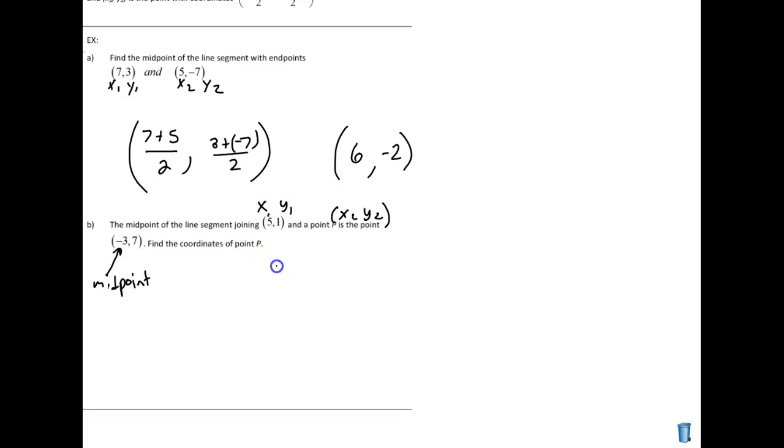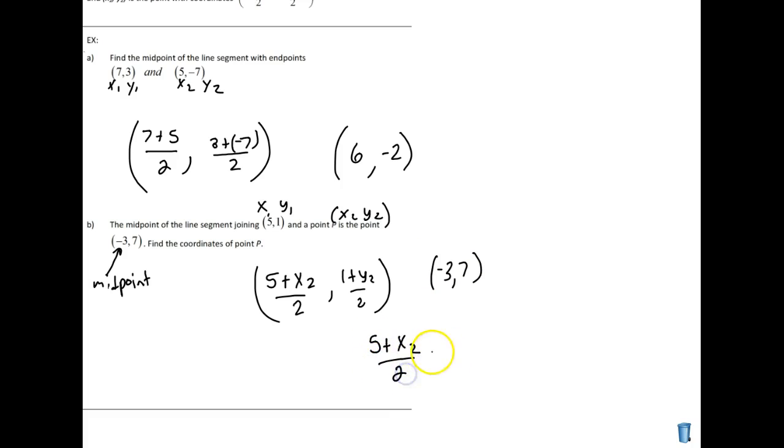So what I'm going to do is say my x1 plus my x2 divided by 2, and my y1 plus my y2 divided by 2. And this is my point, but it should also equal the point negative 3, 7. So I end up with two little mini problems to solve here. So this is my x-coordinate. This should be negative 3. And my y-coordinate should give me 7.